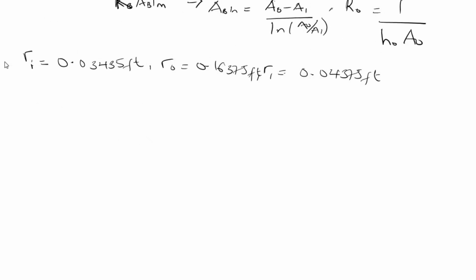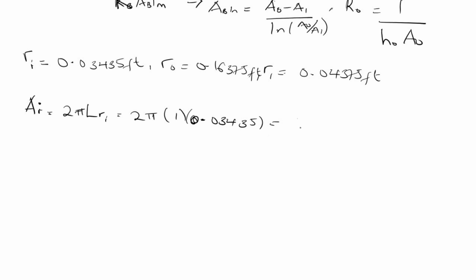Now what remains for us, since we have the radii, we are going to determine the areas. So this first one, Ri, therefore AI is going to be 2 pi L Ri, which is 2 pi into the length, 1 feet given already, times the Ri, which is 0.03435 feet, which is what?